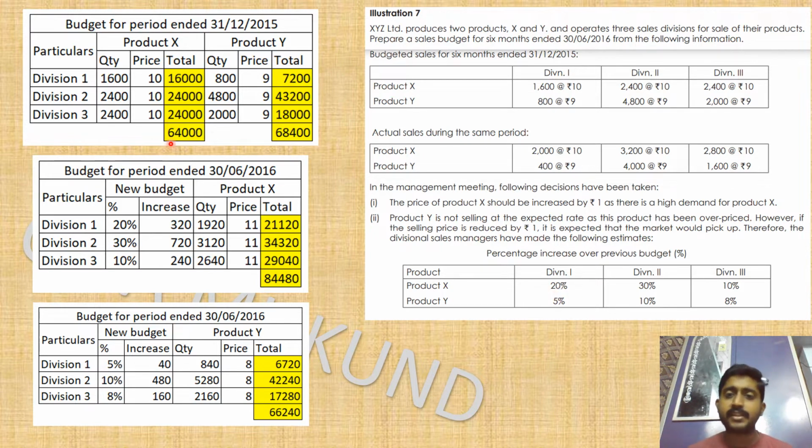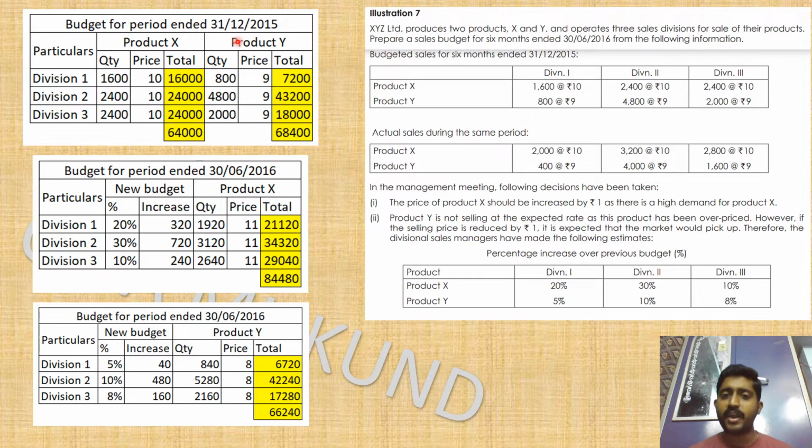Okay, now I am plotting this last 6 months budget. I am just plotting it. So 1600 quantity at 10 rupees is sold. So 1600 into 10 is 16,000. And at division 1, division 2 and division 3, this is for the product X. So if you see product X, 1600 into 10, 2400 into 10 and 2400 into 10. Okay, so 2400 into 10 is 24,000 and 24,000, putting together the total sales of 64,000 for the product X.